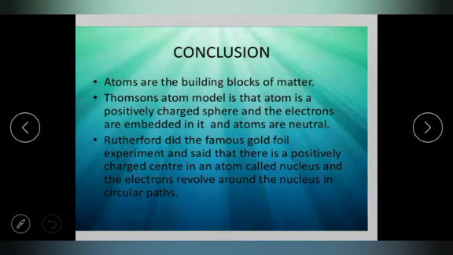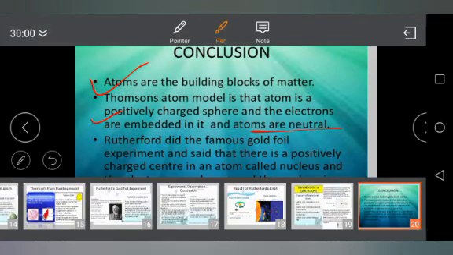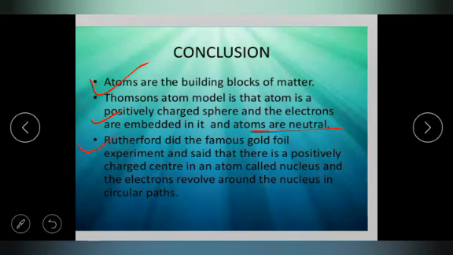So the conclusion is: atoms are the building blocks of matter. Thomson's atom model is one in which a positively charged sphere and the electrons are embedded in it, and the atom is neutral because positive and negative charges are equal. Rutherford did the famous gold foil experiment and said that there is a positively charged center in the atom, called the nucleus, and electrons revolve around the nucleus in a circular path.